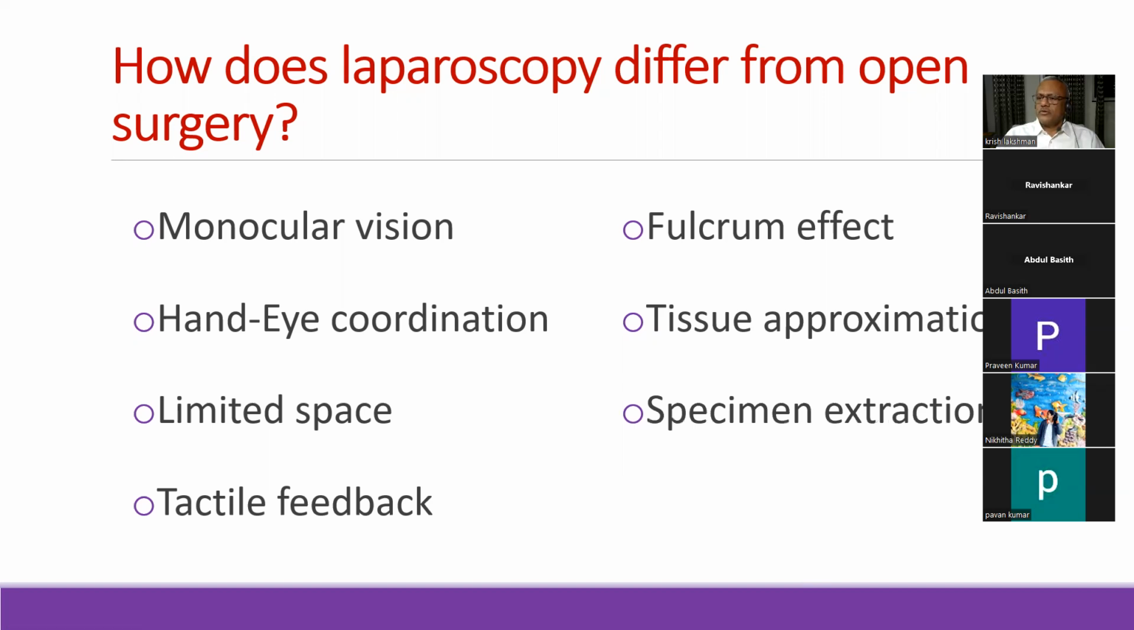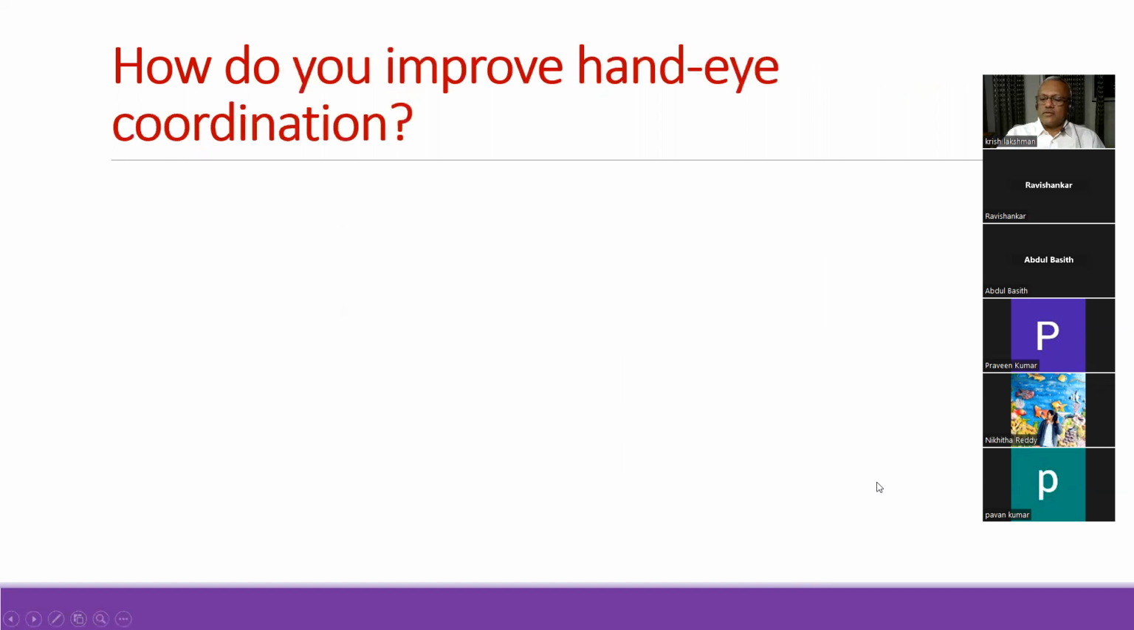You may do quite big resections inside the abdomen. You may take off the spleen, a part of the liver, or the whole of the colon. But taking it out of the abdomen, not all of them can come out of a 10 millimeter incision. So you then have to have certain methods to facilitate specimen extraction.